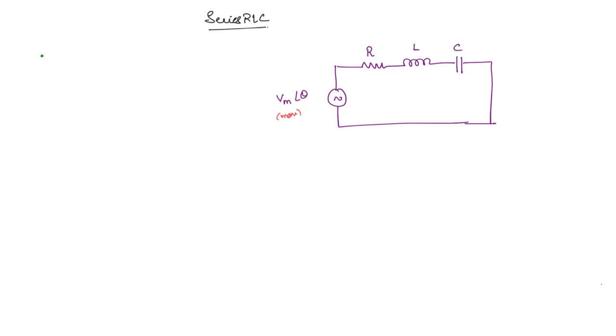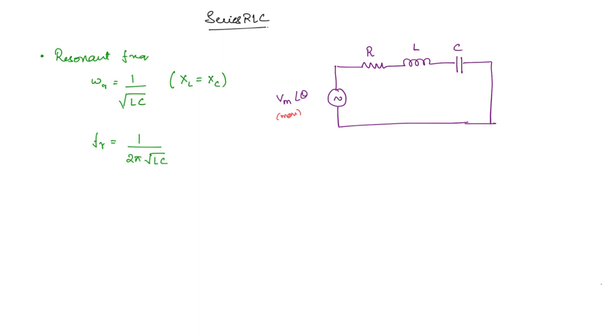Now, what will be the resonant frequency? This is the same as what we have previously derived. Omega R is equal to 1 by root LC. How did we get this? By equating XL is equal to XC. So, what will be the resonant frequency in hertz? 1 by 2 pi root LC.